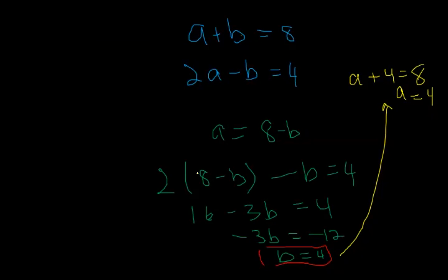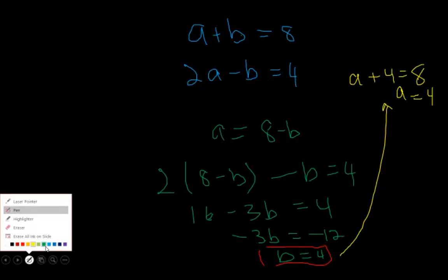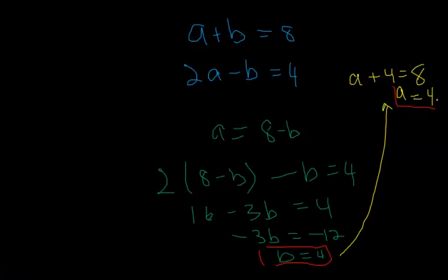Yes, miss. Okay. So my answer, the values of a and b: a is 4, b is 4. Can I clear this? Wait, so the answer is a equals 4 and b equals 4, right?